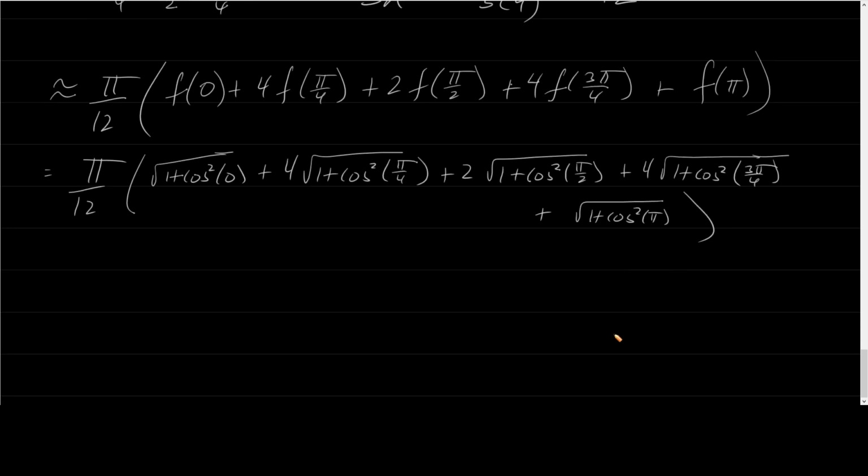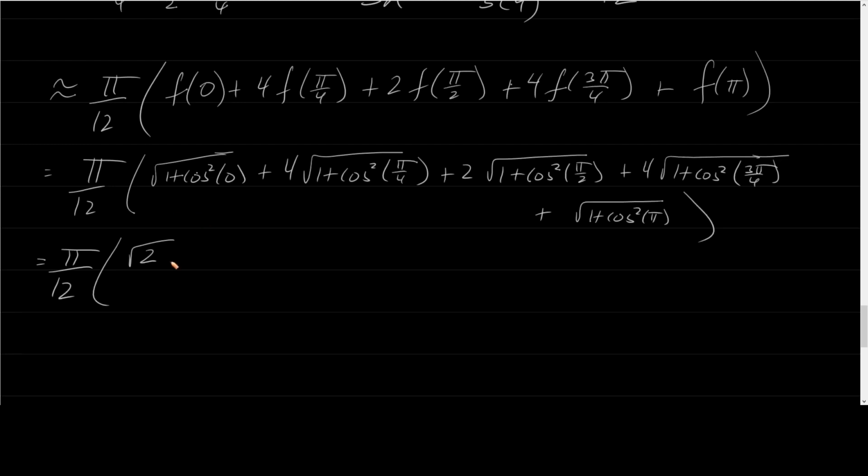And now, what does that give us? Well, we end up with pi over 12 times: cosine of 0 is 1. 1 squared is 1, 1 plus 1 is 2. So I get the square root of 2. Again, cosine of 0 is 1.